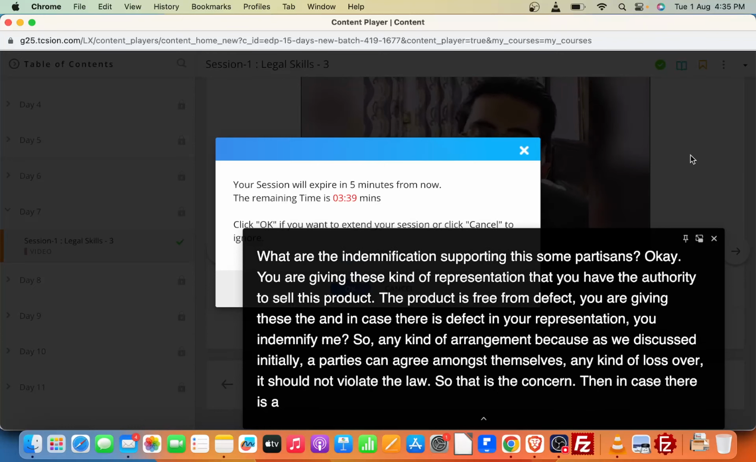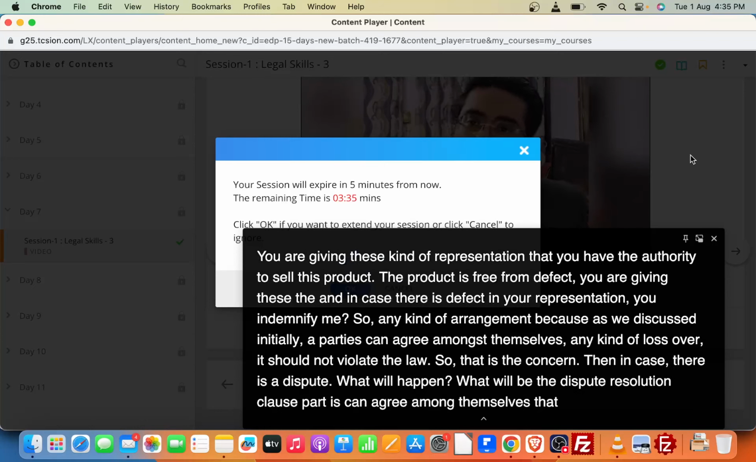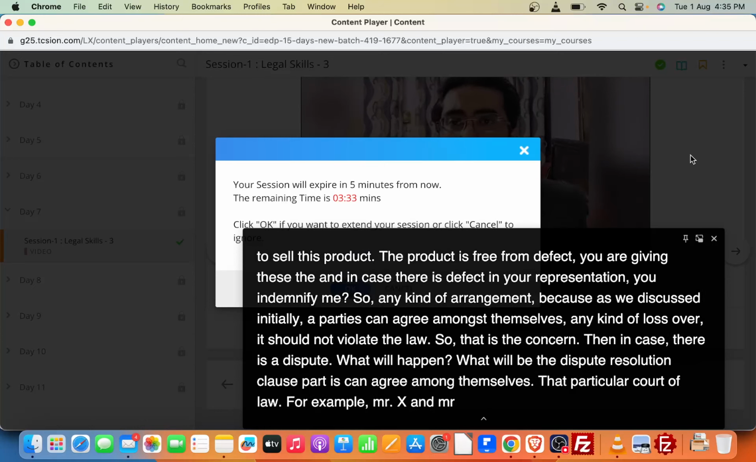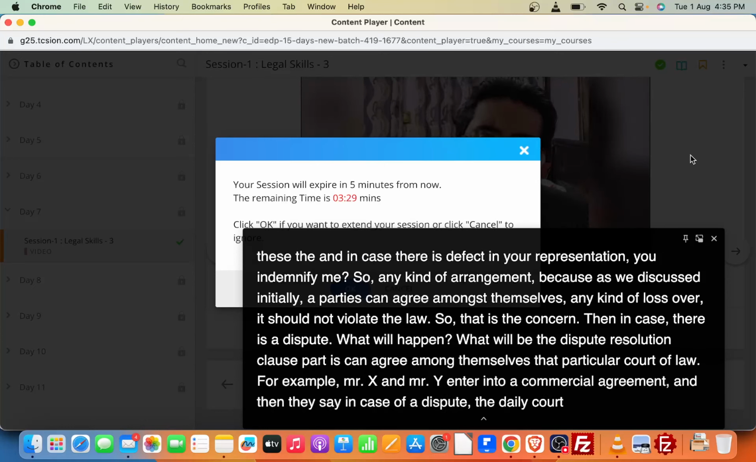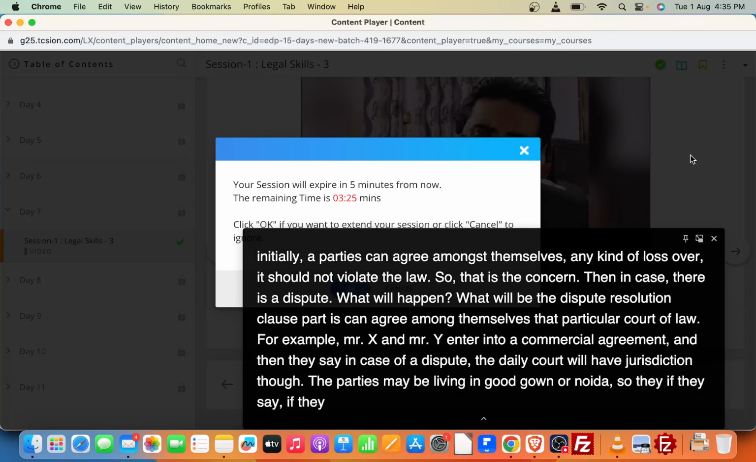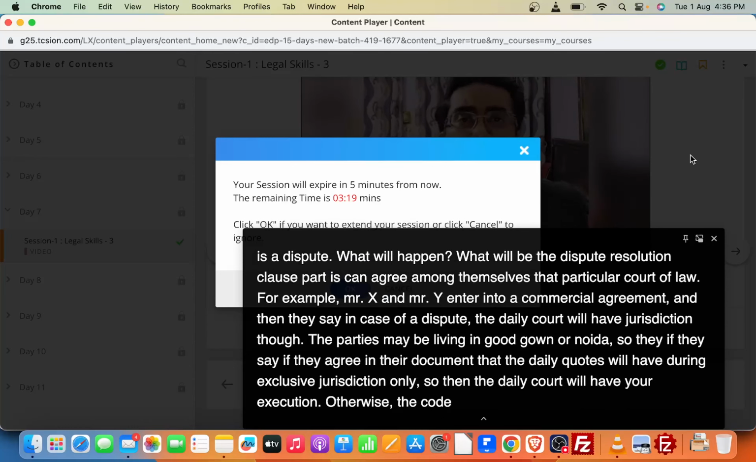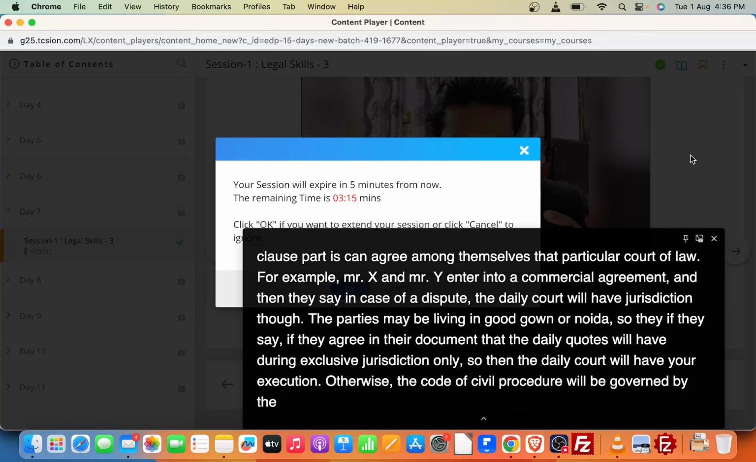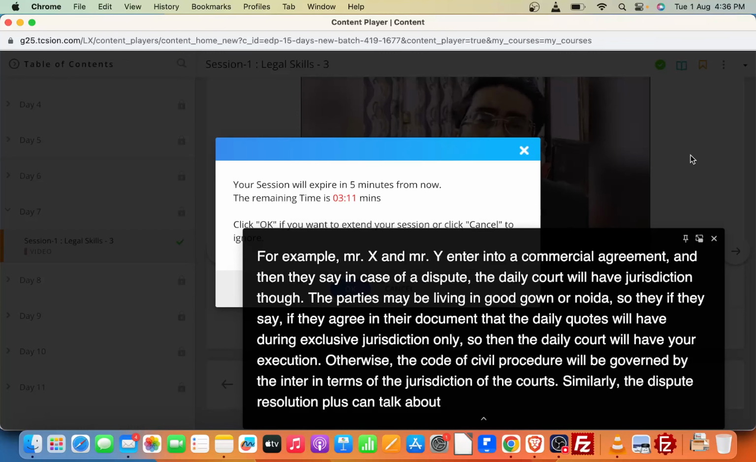Then in case there is a dispute, what will happen, what will be the dispute resolution clause? Parties can agree among themselves on a particular court of law. For example, Mr. X and Mr. Y enter into a commercial agreement, and then they say in case of a dispute, the Delhi courts will have jurisdiction, though the parties may be living in Gurgaon or Noida. So if they agree in their document that the Delhi courts will have exclusive jurisdiction only, then the Delhi courts will have jurisdiction. Otherwise, the Code of Civil Procedure will govern the jurisdiction of the courts. Similarly, the dispute resolution clause can talk about alternative modes of dispute resolution.